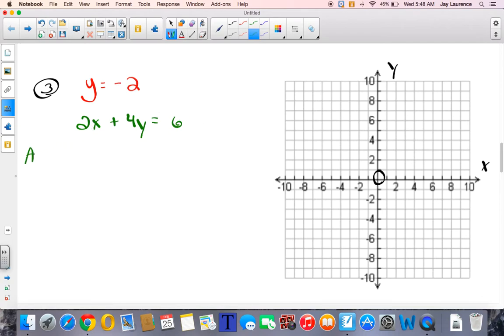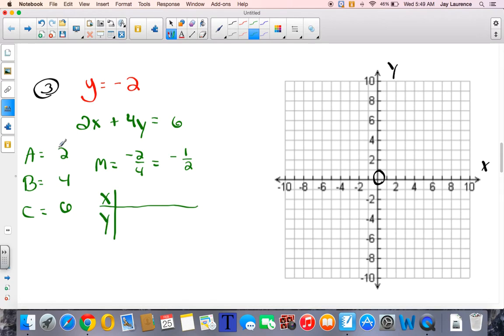Let's go. It's in standard form. A, B, C. Easy as 2, 4, 6. So my slope is going to be negative 2 over 4, which is negative 1/2. I'm going to find an intercept. Now, I'm going to cheat. I'm going to look and see. Does A go into C evenly? Absolutely. Does B go into C evenly? Not evenly. So I'm going to find the x-intercept.